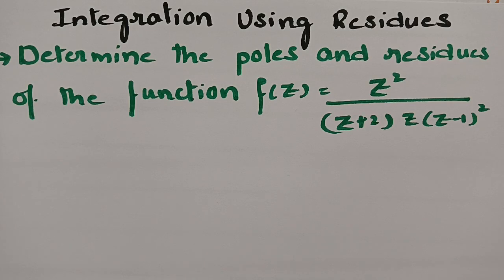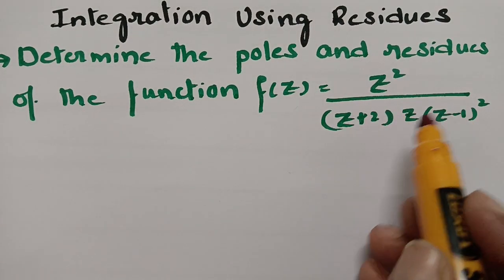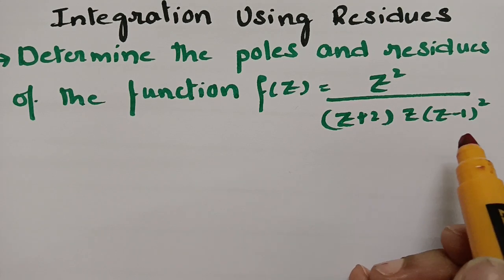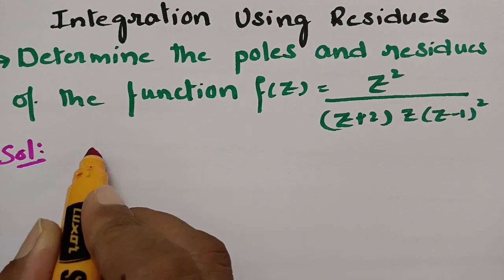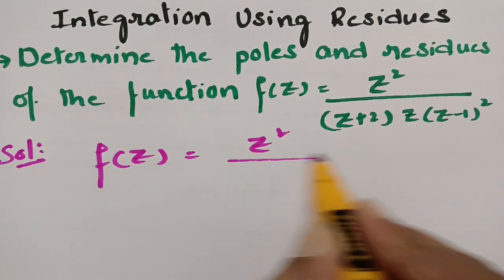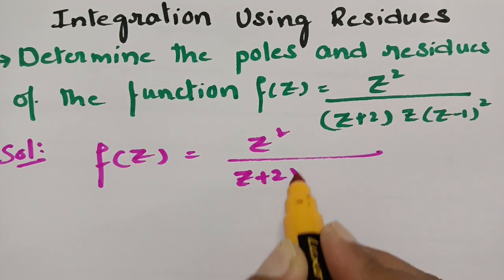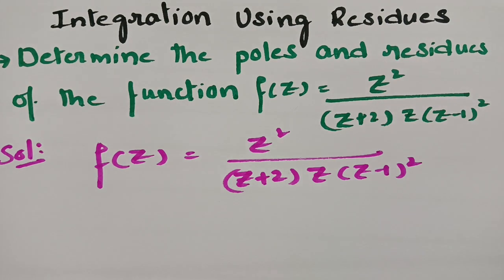Video is on integration using residues. In today's video, we are going to determine the poles and the residues of the given function f of z is equal to z square by (z plus 2) into (z minus 1) square. See here, first of all, what is f of z given? So f of z is given as z square by (z plus 2) into (z minus 1) square.